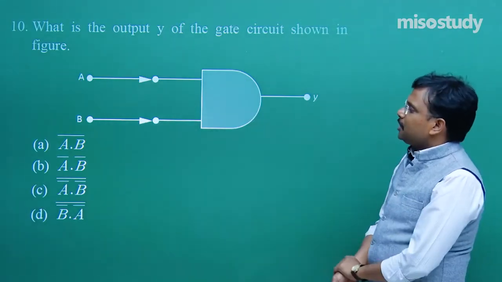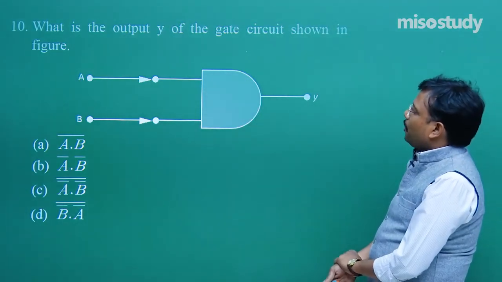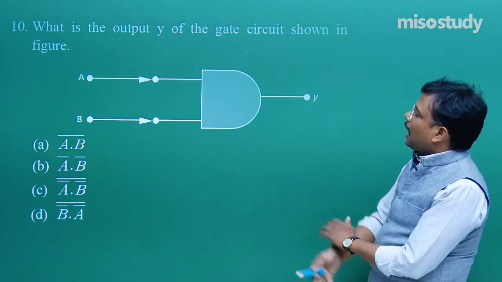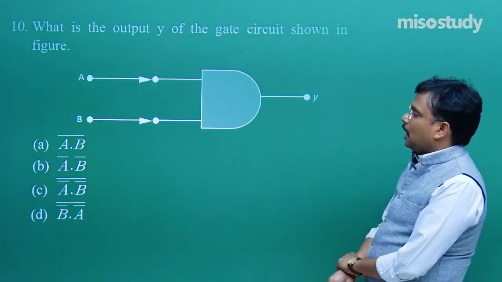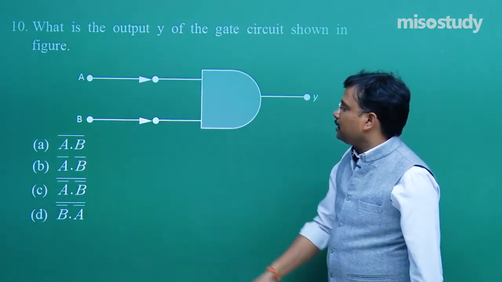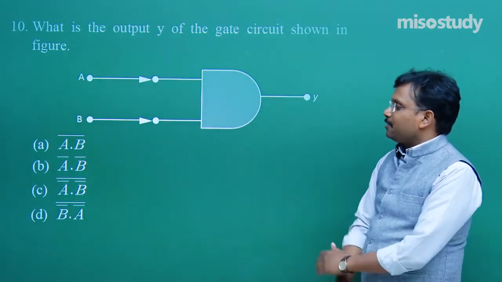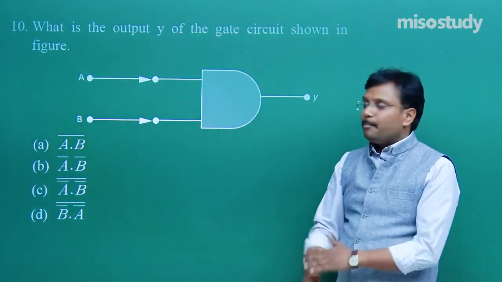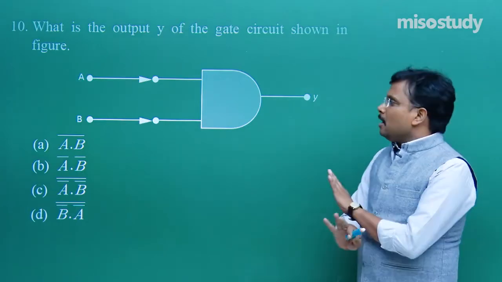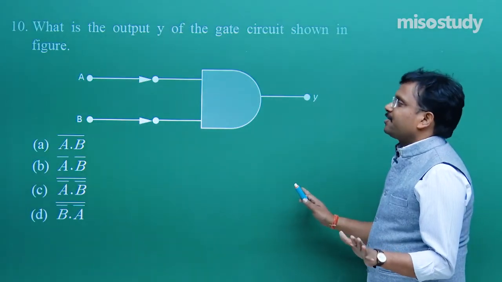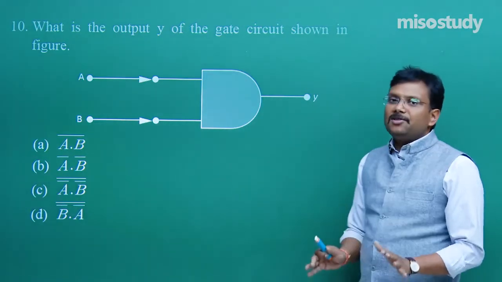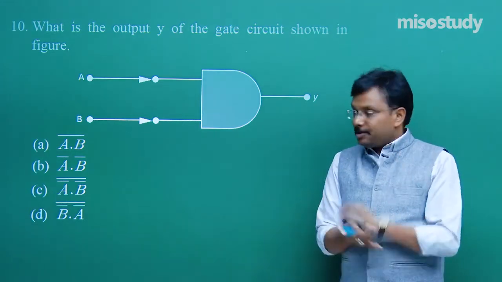This question is just a representative question. What is the output of Y? So it's an AND gate. Accordingly, you can say the output is, here it is a NOT gate, here it is a NOT gate. So B is the correct option, that is A bar dot B bar. No discussion is required as such, but my simple suggestion is please keep revising these concepts.